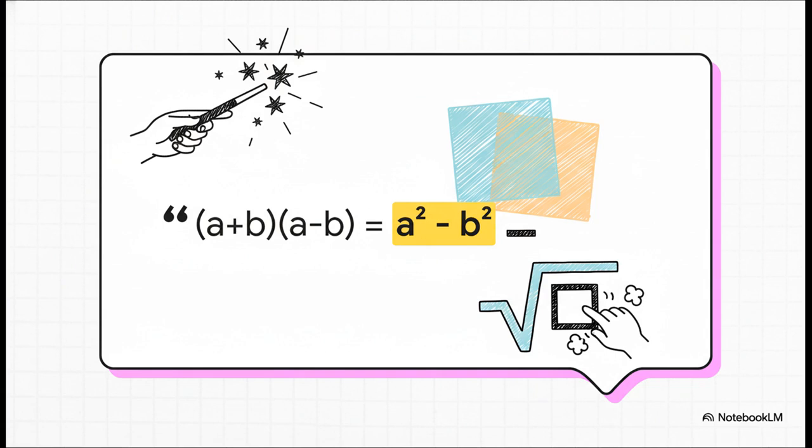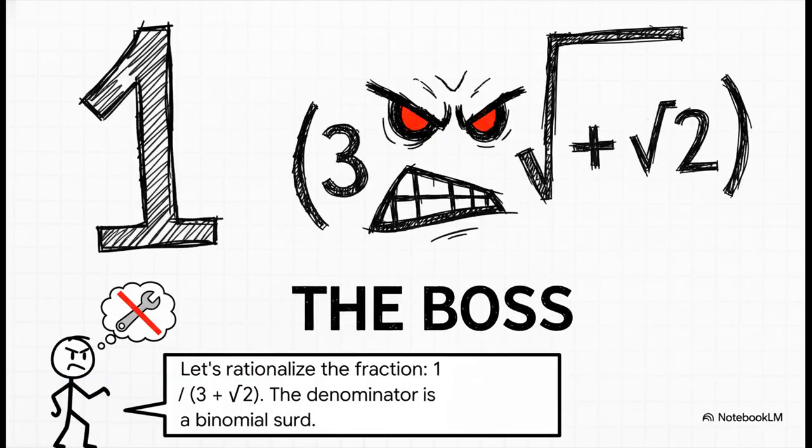When you multiply a plus b times a minus b, you get a squared minus b squared. Notice how this squares both parts? And what happens when you square a square root? Poof, it vanishes. This is the key. Okay, time to put our secret weapon to the test.